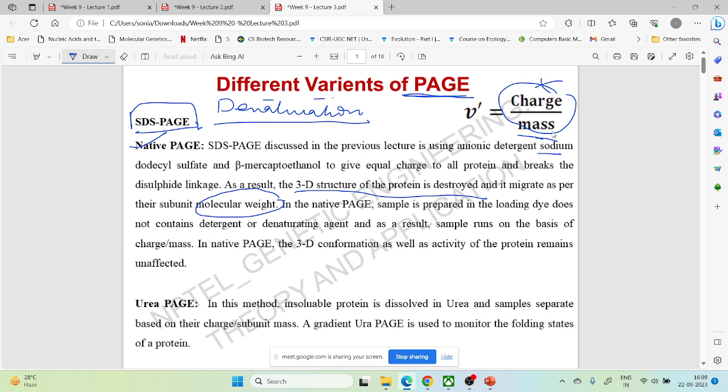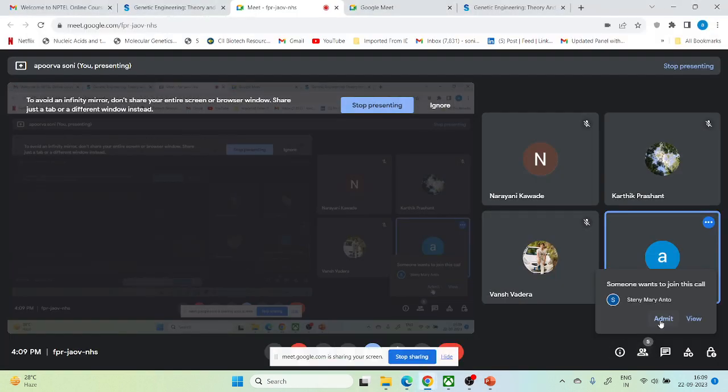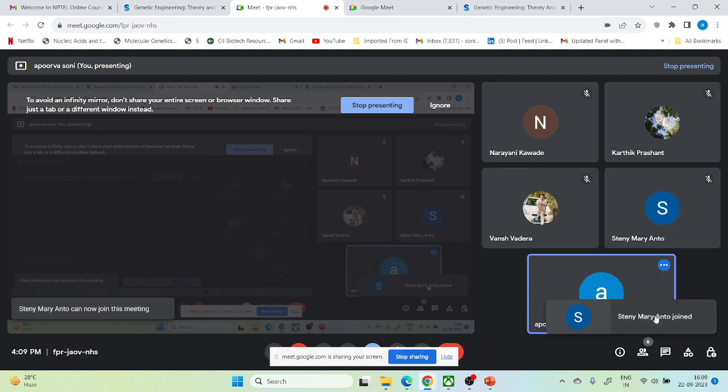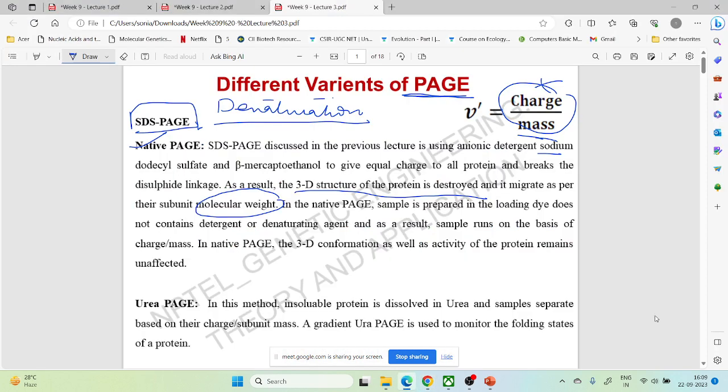So suppose you have one protein which has a positive charge overall, and one protein which has a negative charge overall, you can ask whether they will move in the opposite direction or the same direction, how they will move. But it's not only the charge that matters, it's the charge to mass ratio that will determine its mobility. Then this is your native PAGE.